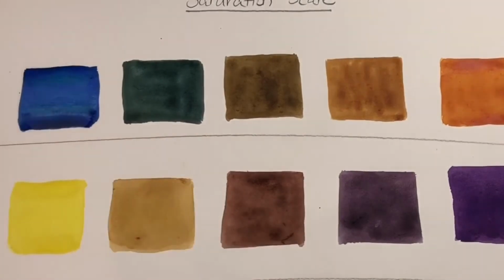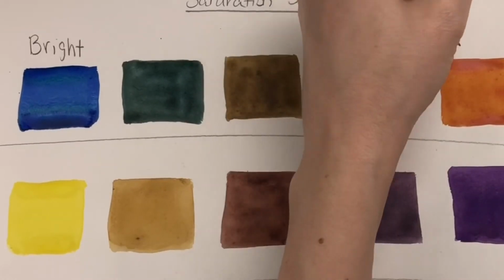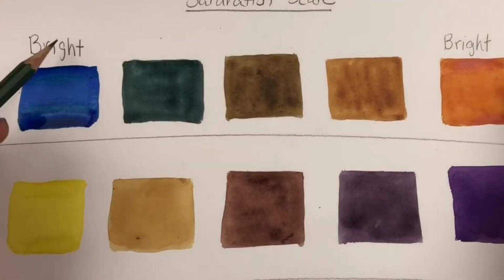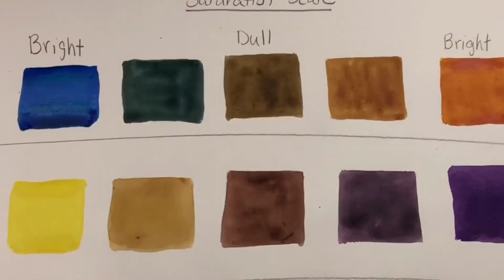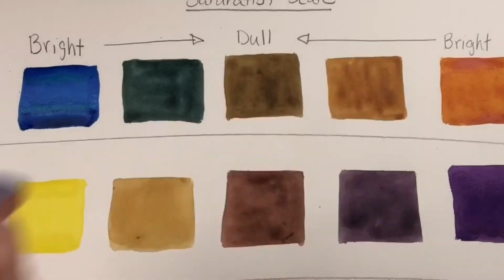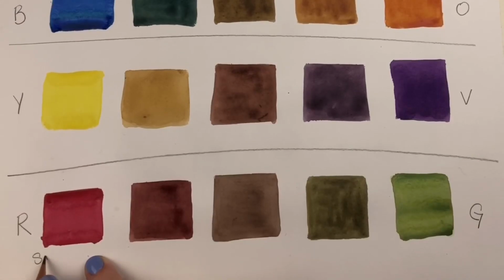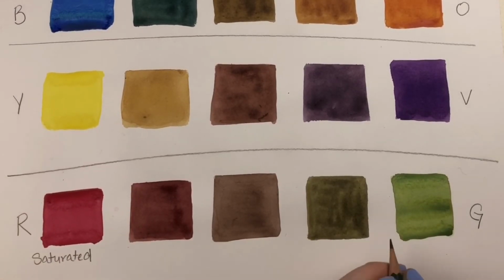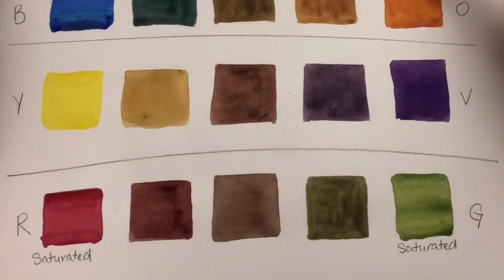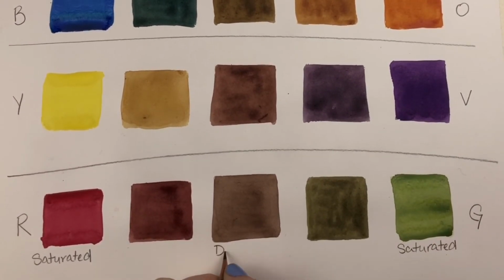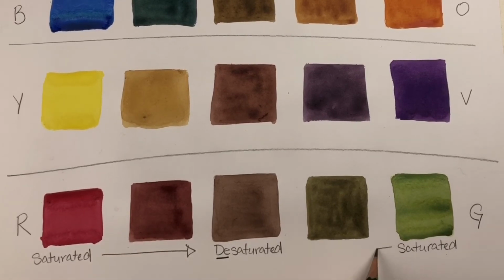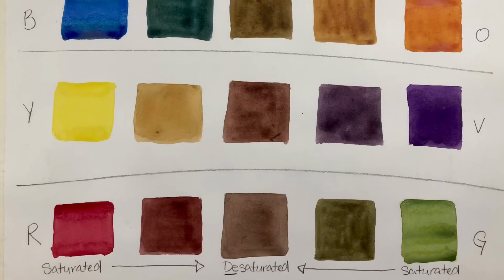Once you are finished and your painting has dried, label the top across that first row with bright on the outside colors and dull on the inside, and then draw some little arrows moving in. And then on the bottom row, label your outside colors saturated and your middle color desaturated, and add your little arrows to that section too. And that completes your color mixing practice for today.